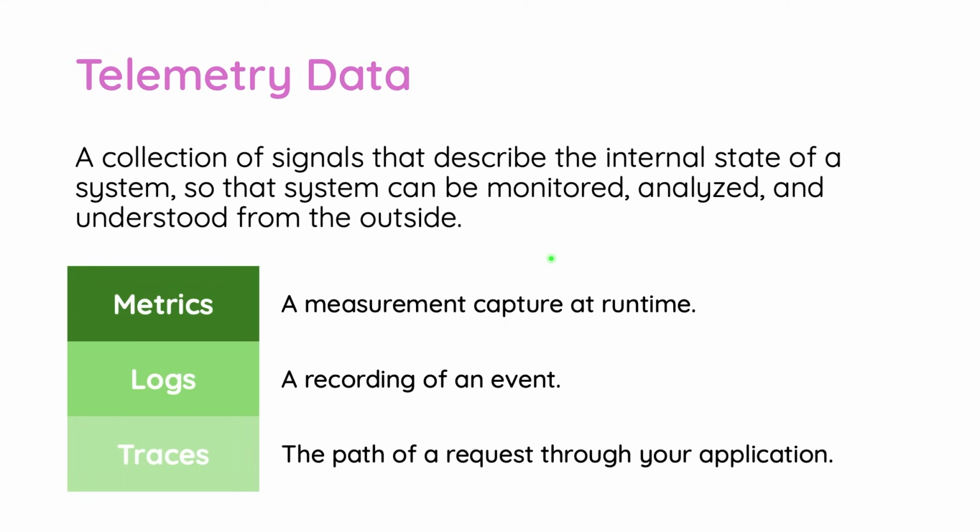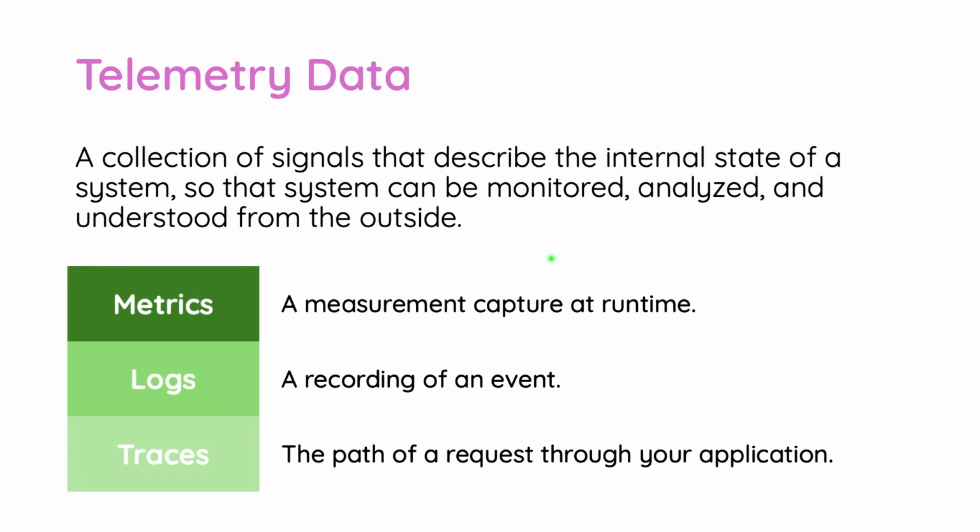And we have traces, which is the path of a request through your application. So you can find bottlenecks with traces and see what is the path that request followed inside your application. And we actually have other types of telemetry data, but these three are the three main important ones that you have to remember.